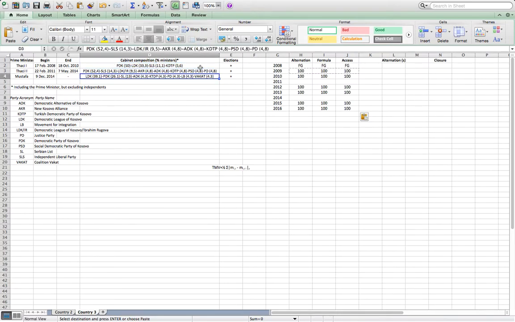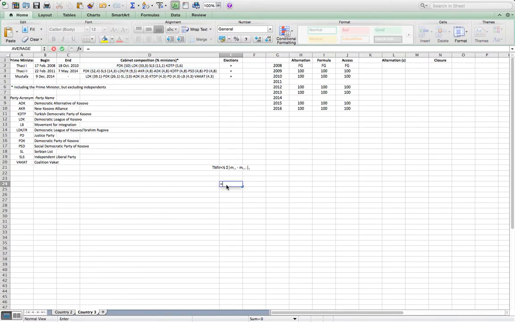So let's go and check how we apply the total minister volatility, the Pedersen index of volatility, using the percentage of ministers. In 2011 we have PDK, and we have PDK in 2008. So we simply do the difference between these two parties' percentage of ministers and look at the absolute value. SLS was also in the previous government, so we have to do the difference once again, and you look at the absolute value.